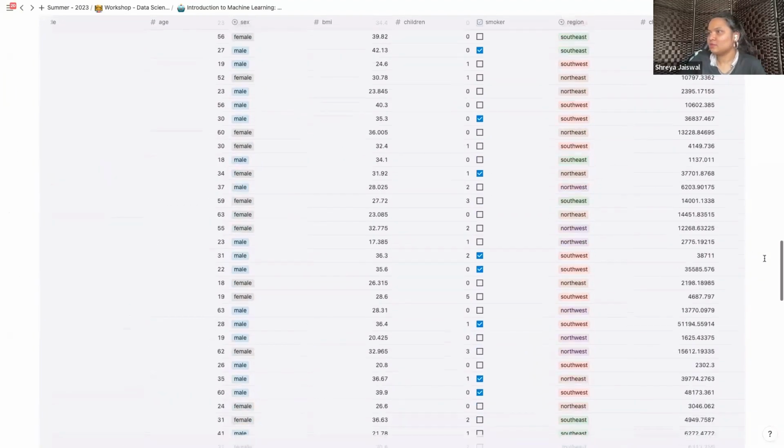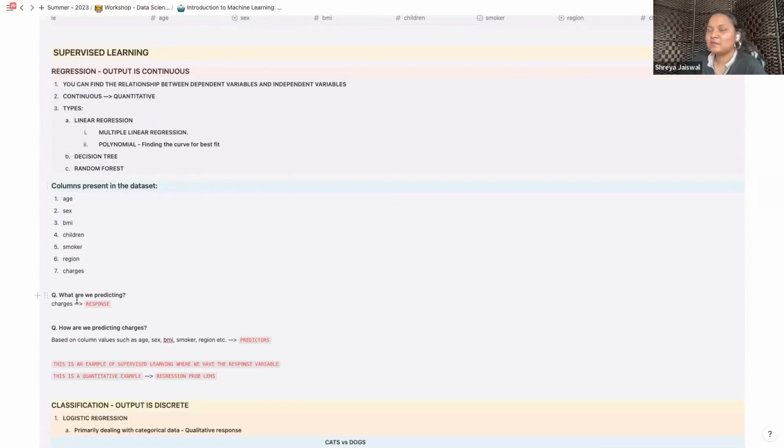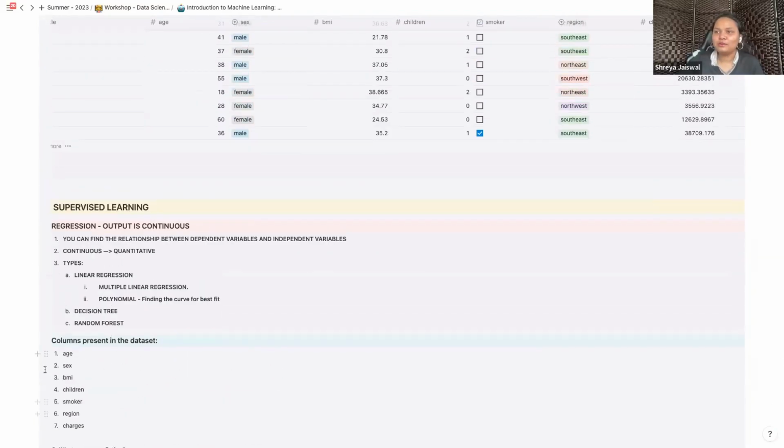Okay, let me just, yeah, sure. These are the columns present in my data set. What do you think we need to predict? You can just tell any column and we can have a discussion on why you think so.